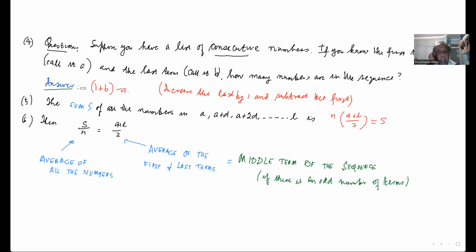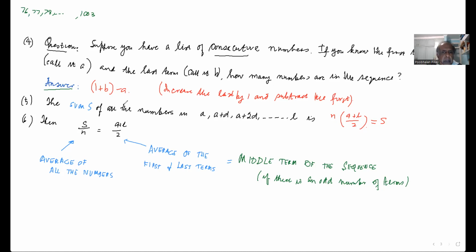For example, suppose the first term is 76 and they're consecutive, 76, 77, 78, and so on, going up to some other number, say 1003 or something. How many terms, how many numbers are there here? All right? And there's a very simple formula for this.